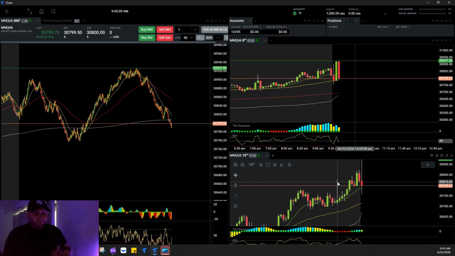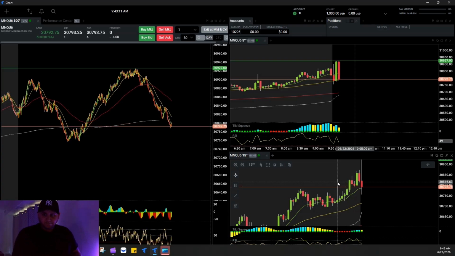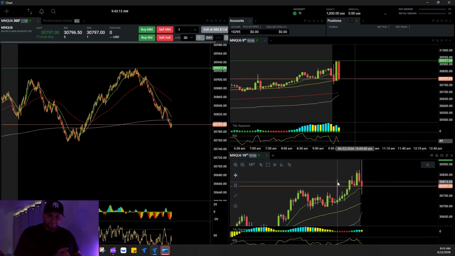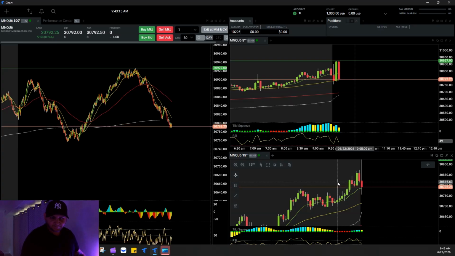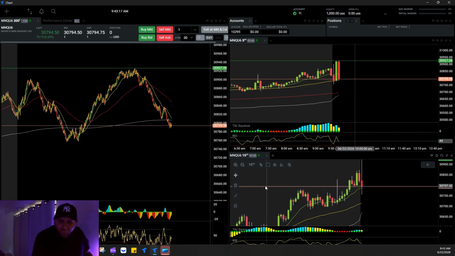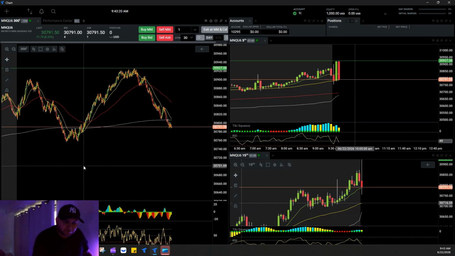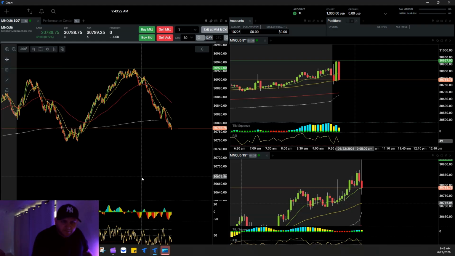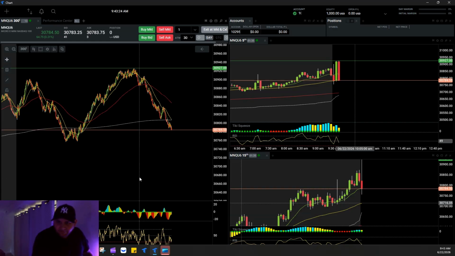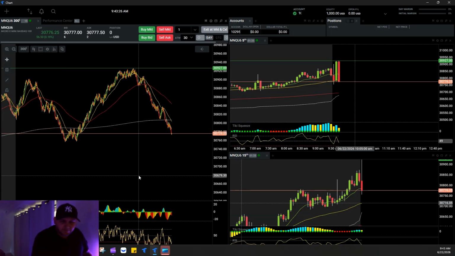Well, I think it's just retracing everything. It's wild. I love it. This is like a trader's dream, just to see this much volatility. Some people hate it, some people love it. The volatility is crazy, though.